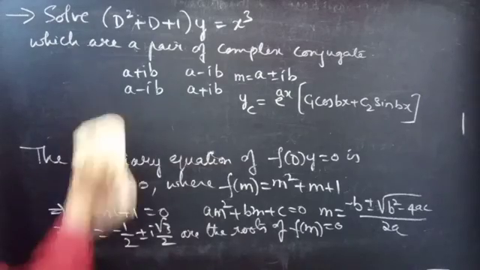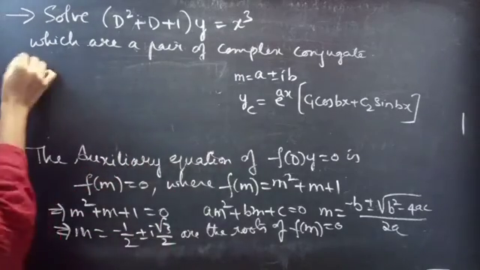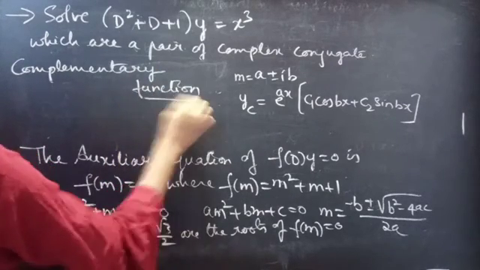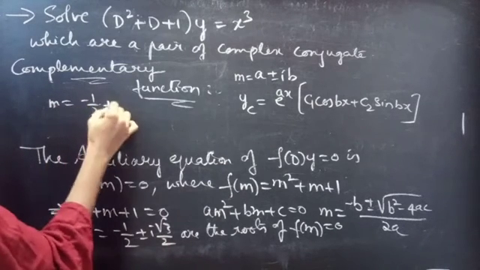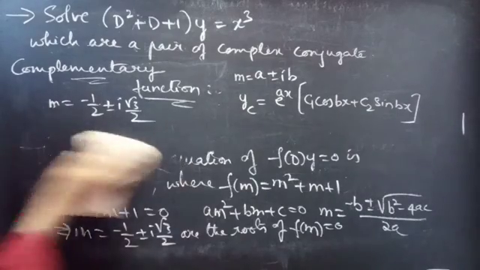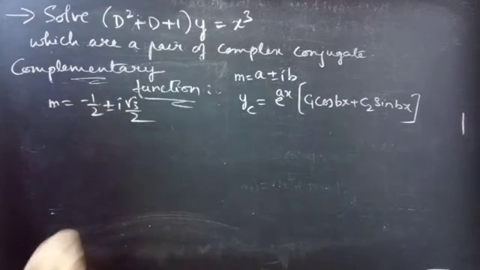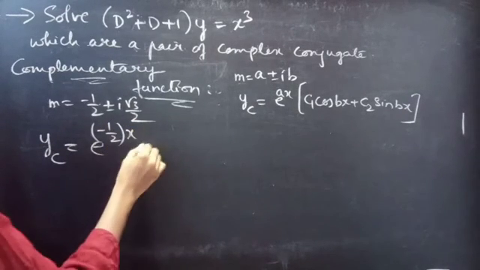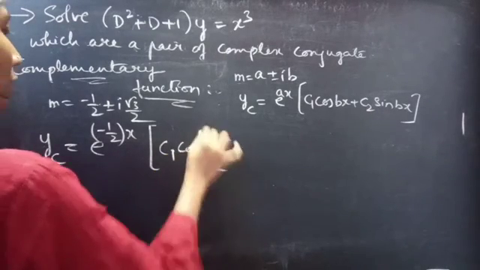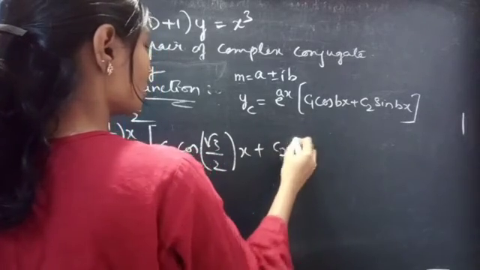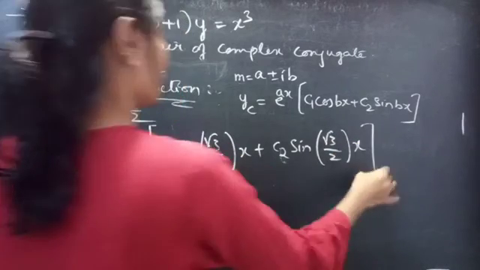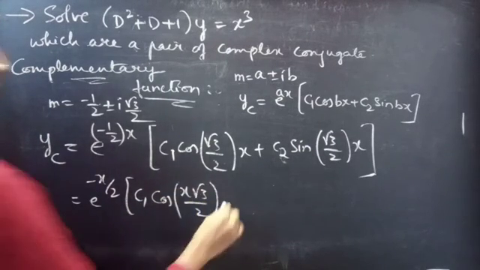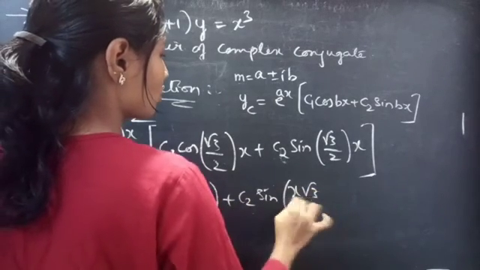Now let's write our complementary function. For m equals minus 1 by 2 plus or minus i into root 3 by 2, our yc looks like e power minus 1 by 2 into x into c1 cos root 3 by 2 into x plus c2 sin root 3 by 2 into x, which equals e power minus x by 2 into c1 cos x root 3 by 2 plus c2 sin x root 3 by 2.